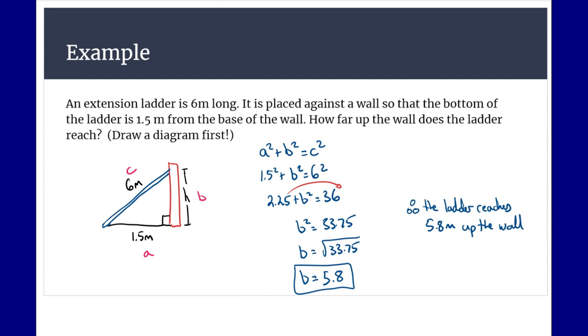So that is basically an example of the word problem. The main idea is just being able to draw the triangle, and then you can use the sum of squares formula to come up with the missing side length. Again, there are only two scenarios that you'll have. It's either finding a missing leg or finding a hypotenuse. And so we have examples of both.